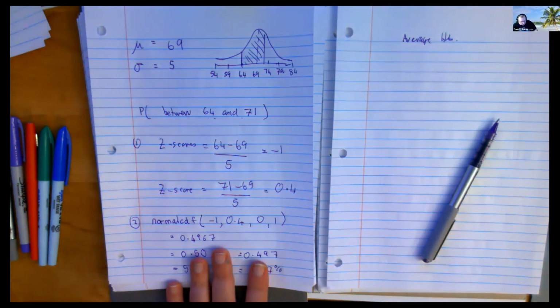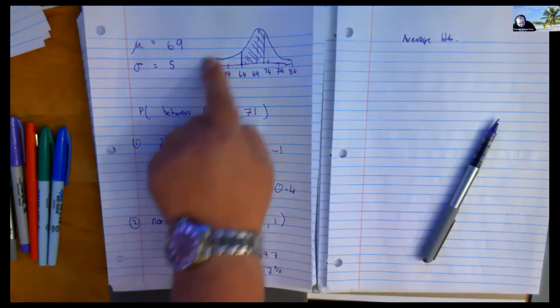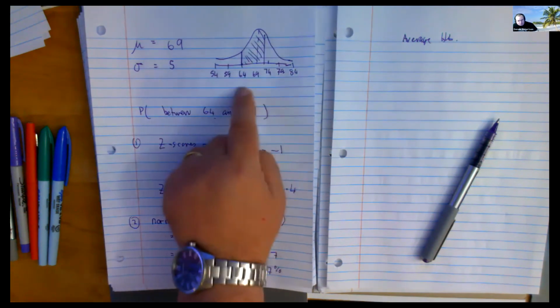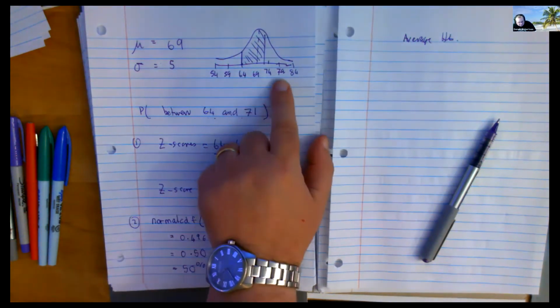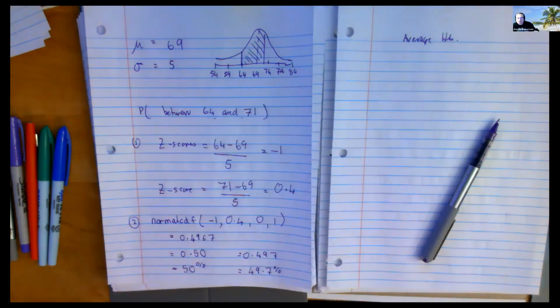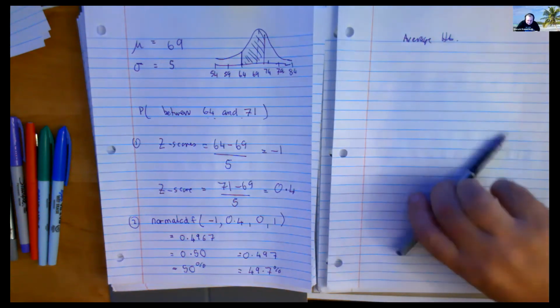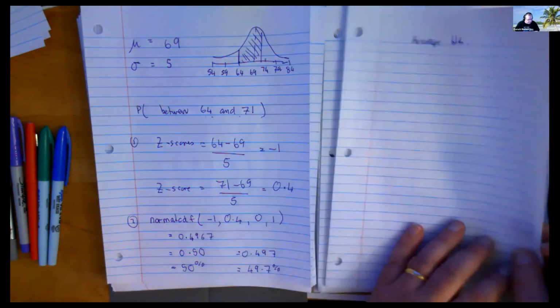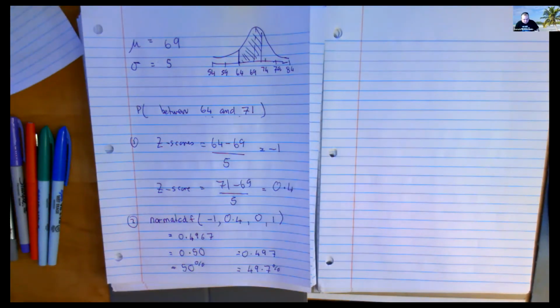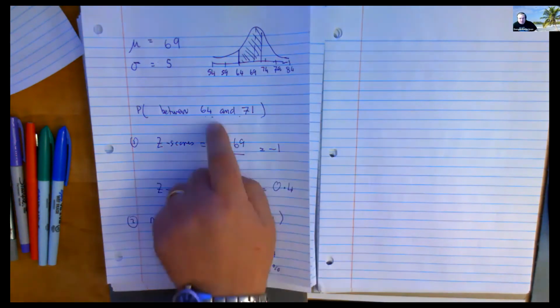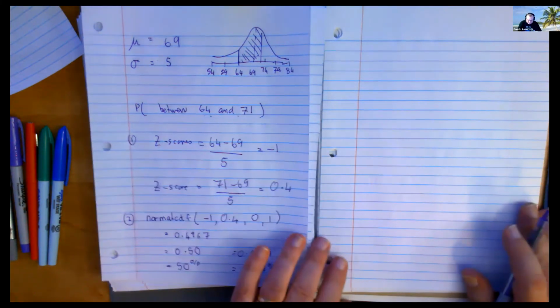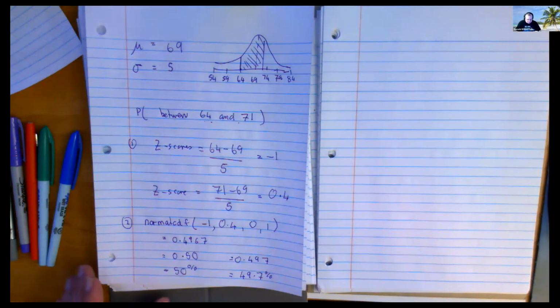Are we comfortable about the process then, that we can use this new normal CDF function to find the percentage of people between any 2 scores? Do you feel comfortable about how to do that type of question? Are we good? Okay. Then I will give you one to do on your own. I'm going to give you a question similar to this one, and you're going to go through it, and I'll wait until you've finished, and then I'll do it with you.